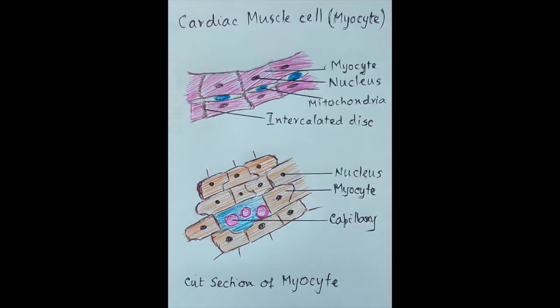This figure shows cardiomyocytes which are connected to each other by intercalated discs. The cardiomyocytes have a central nucleus, plenty of energy supplying mitochondria, and muscle fibers. They also have a rich capillary blood vessel network.